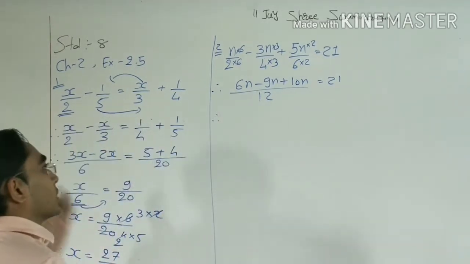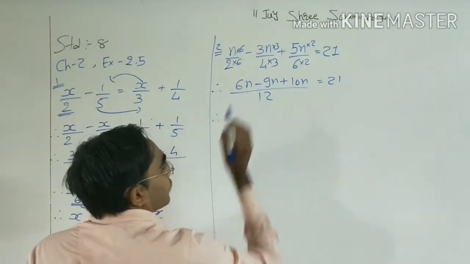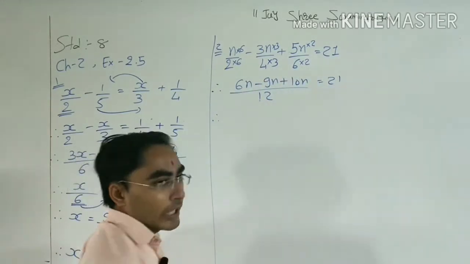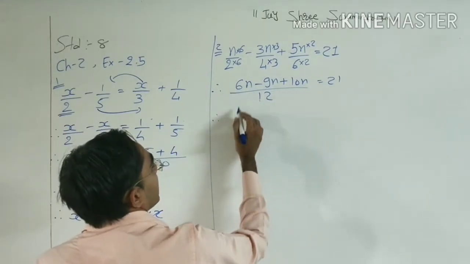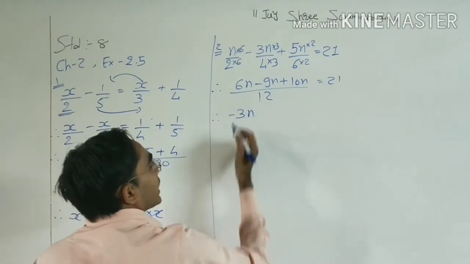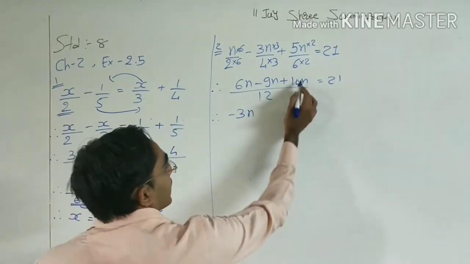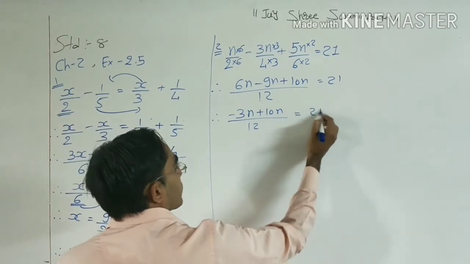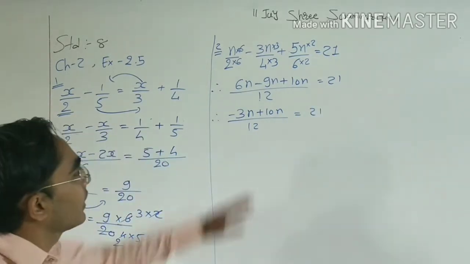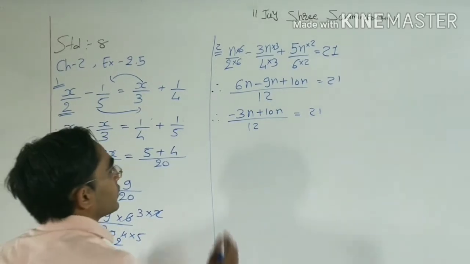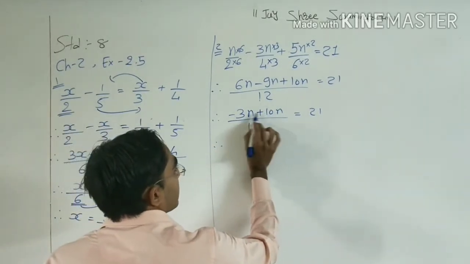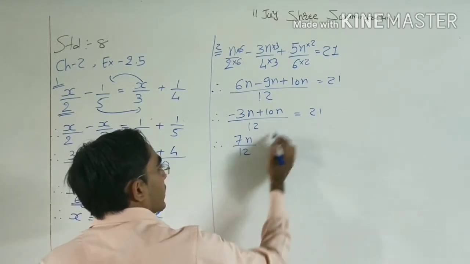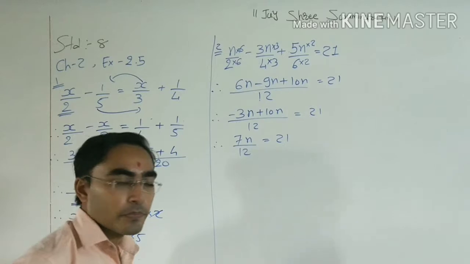Now in the numerator, 6n minus 9n plus 10n. All these three terms are like terms, right? So 6 minus 9, plus minus minus, 9 minus 6 is 3. The bigger number 9 has a negative sign, so we need to put a negative sign. Then plus 10 is 7, divided by 12, is equal to 21 as it is. Now we can solve our numerator. Again plus minus minus, 10 minus 3 is 7n divided by 12 is equal to 21.